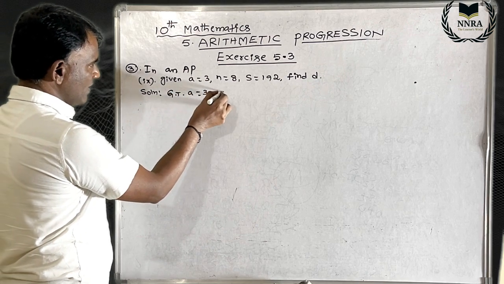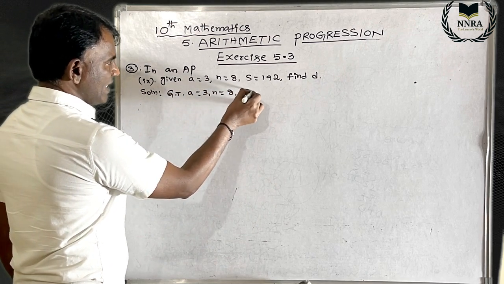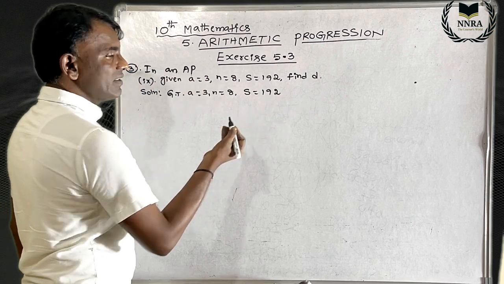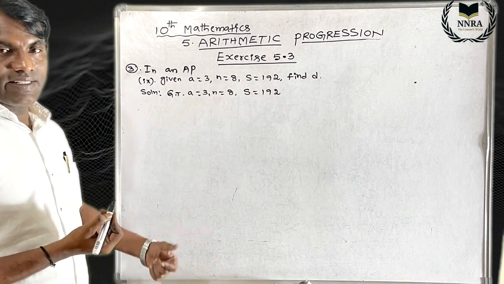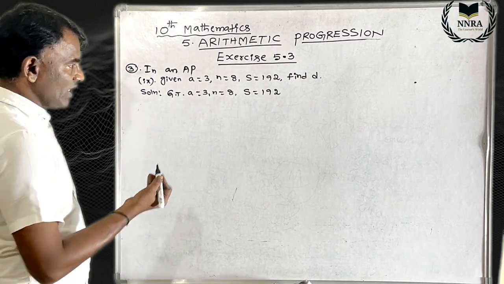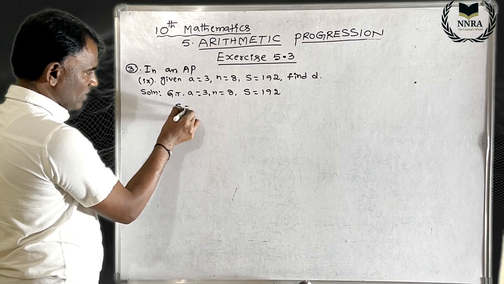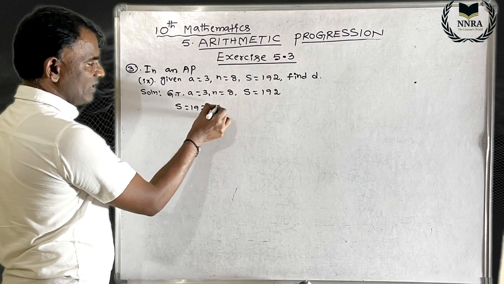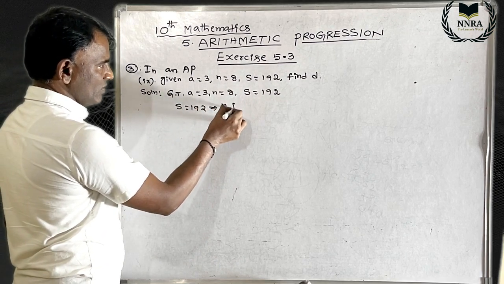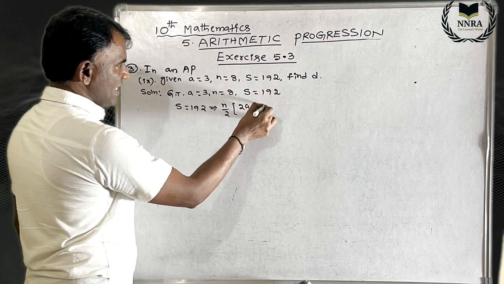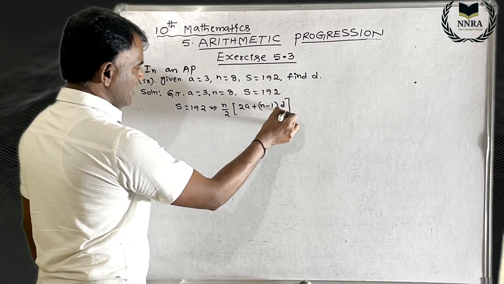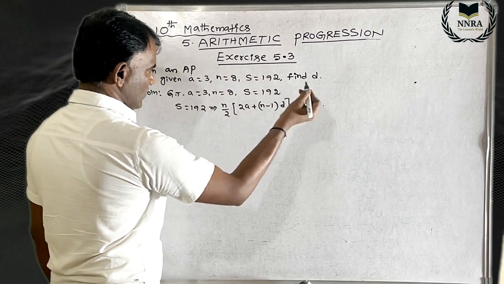N value is given. S is given. S means sum of first n terms, either S or Sn. Now I am taking this value, S equal to 192. What is the formula? n by 2 into 2a plus n minus 1 into d equal to 192.